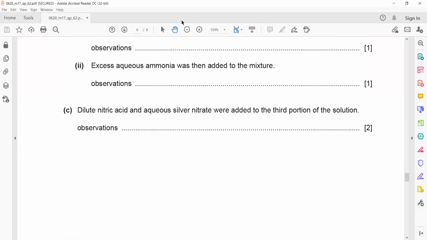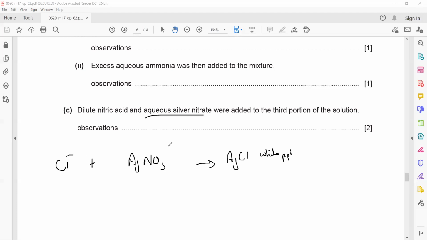But if you have bromide ion and you add silver nitrate, AgNO3, this will result in the formation of silver bromide, AgBr, which is a cream colored precipitate. And if you have iodide ion and you add silver nitrate, AgNO3, or lead nitrate, it will give silver iodide, which is a yellow precipitate. So you can repeat this test with silver nitrate or lead nitrate.